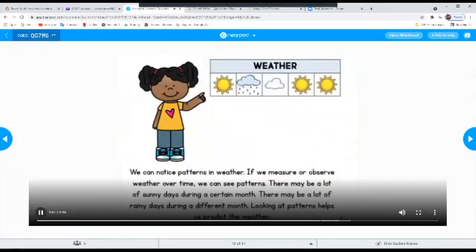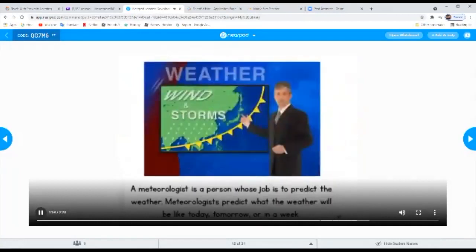We can notice patterns in weather. If we measure or observe weather over time, we can see patterns. There may be a lot of sunny days during a certain month. There may be a lot of rainy days during a different month. Looking at patterns helps us to predict the weather.